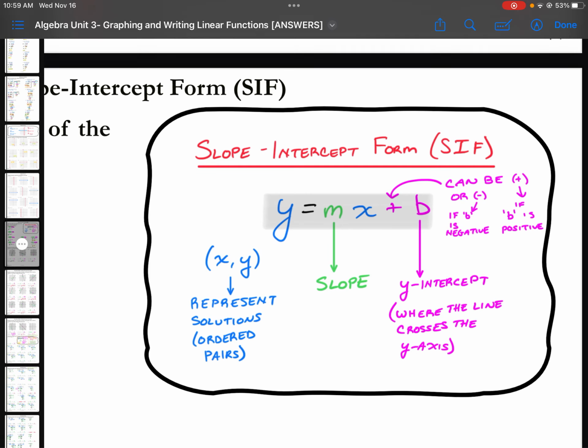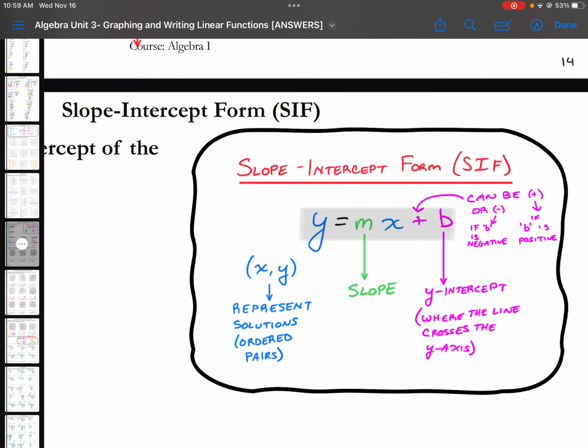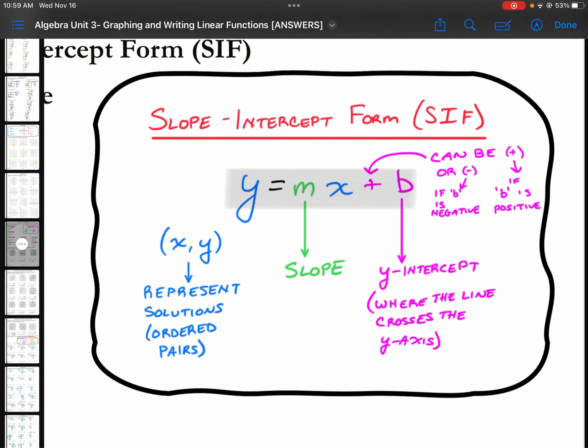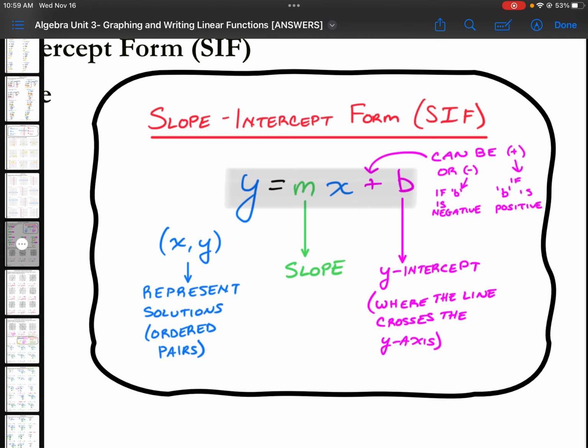Turn to page 15 in your packet for Unit 3. This is 3.4 slope-intercept form, which you'll see the notes right here at the top. In blue, those represent solutions, right? Ordered pairs that are on the line of the graph. The slope, as we know, is m, so that gets put right there. And the b, don't ask me why it's b, I have no idea why it's b, but it represents the y-intercept, right? That's where the line of the graph crosses the y-axis.